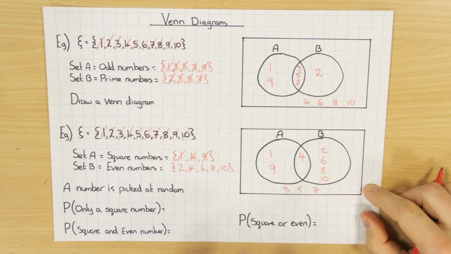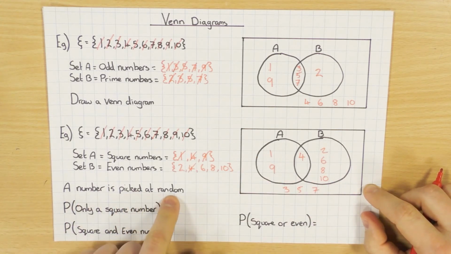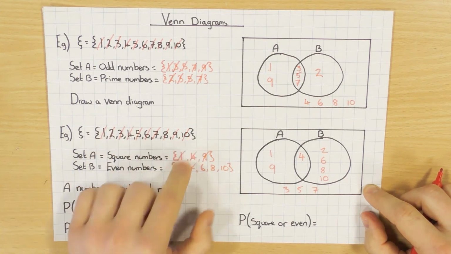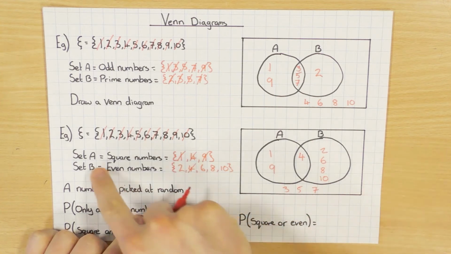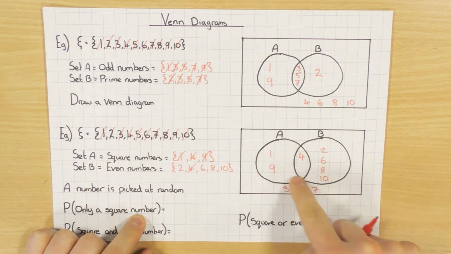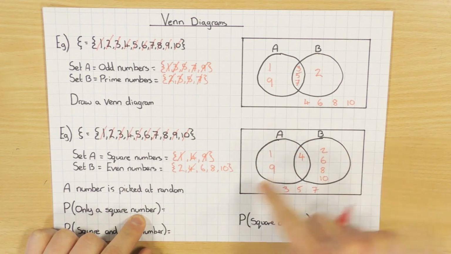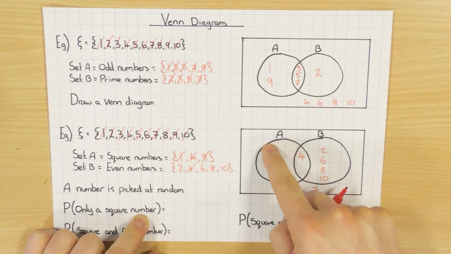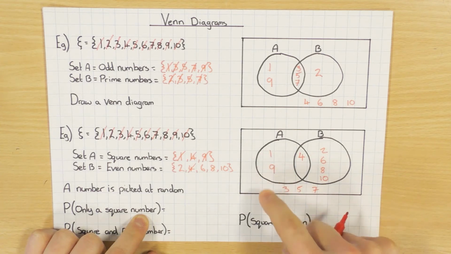Now I can answer some of these questions. So we're told a number is picked at random. So any of these numbers I could have, any of these numbers picked at random. Okay, so what's the probability I only pick a square number? So only a square number is set A, so it could be this whole circle, but obviously this bit here could also be B. So only a square number must be these ones here.